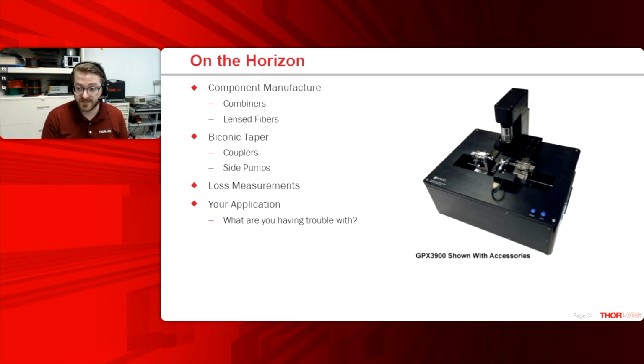So now that that's splicing and tapering, really what's next on the horizon is component manufacture. Splicing and tapering are the building blocks for combiners, mode field adapters, lensed fibers. Biconic tapers are a little bit different, but those are used for couplers and side pumps. Another thing that I want to make sure that I'm able to do is specify loss in a way that's useful for you. So hopefully that poll worked well.